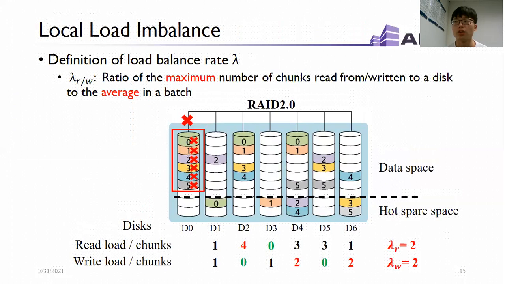To measure such local load imbalance in a batch, we define the load balance rate lambda, which is the ratio of the maximum number of chunks read from or written to a disk to the average in a batch. In this example, both lambda read and lambda write are 2.